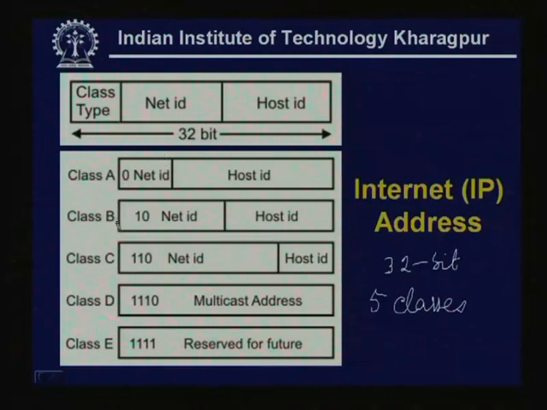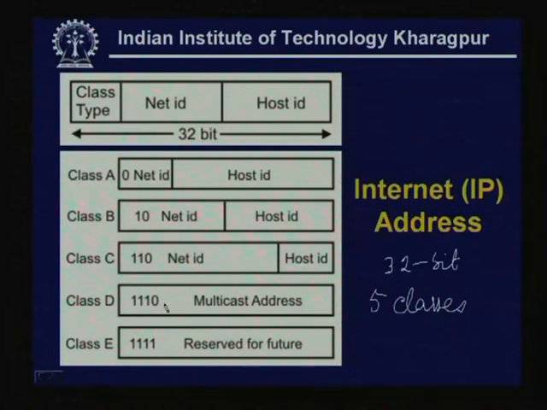And as you can see in different classes, particularly A, B and C, the sizes of net ID and host ID are different. In case of class A, net ID comprises only 7 bits and host ID comprises 24 bits. So, here there are 8 bits of net ID including the 0, most significant bit, and host ID comprises 24 bits. On the other hand, in class B, you have got 10 followed by 14 bits of net ID, and you have got 16 bits of host ID. On the other hand, in class C, the first 3 bits are 110 and the remaining 21 bits are net ID and 8 bits are host ID.